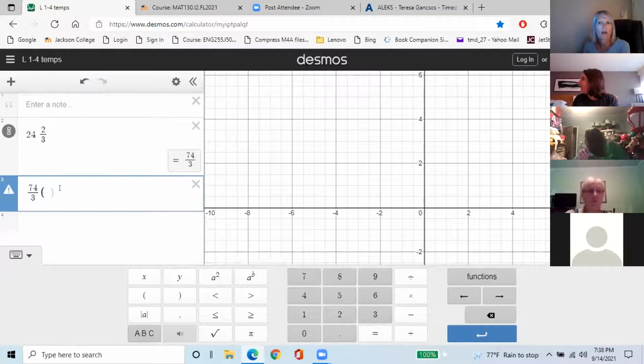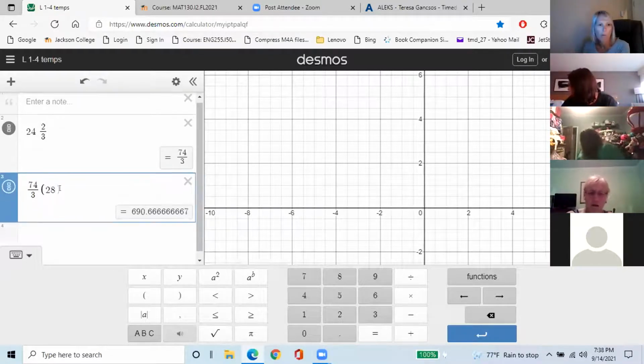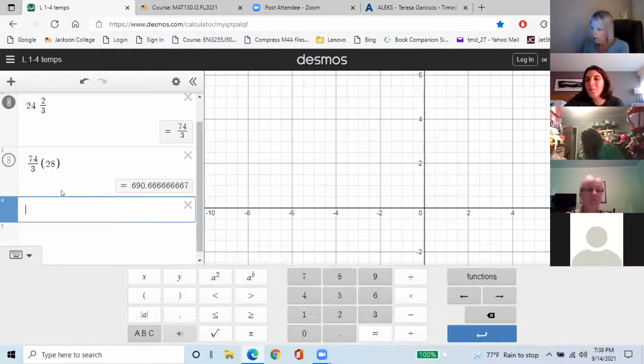I'm going to do it by 28. We're multiplying by $28 a square foot. Right. Per yard. So that's the 690.66. So do we round? You only round if it tells you to, correct? Well, it's money, so we're going to round to 2 decimal places. Oh, okay. Yeah, so 690.67.